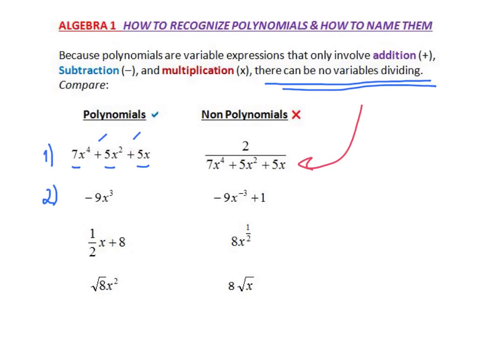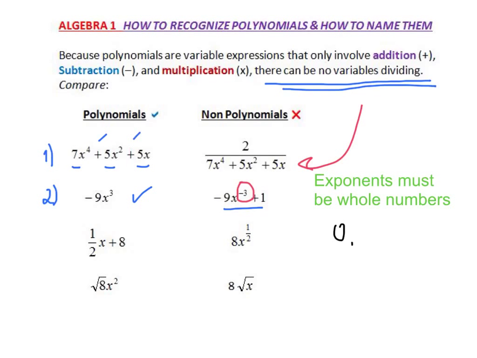This second example on the left side is a polynomial. The coefficient is -9, it's just negative, but it's okay, and the variable is raised to the third power. It only has one term, but it's perfect. It's a polynomial. On the other hand, on the right side, what's our problem with this one? If you notice, the exponent is negative. And the exponents can never be negative. They must always be whole numbers, such as 0, 1, 2, 3, and so on. So this is the reason why this expression is not a polynomial.